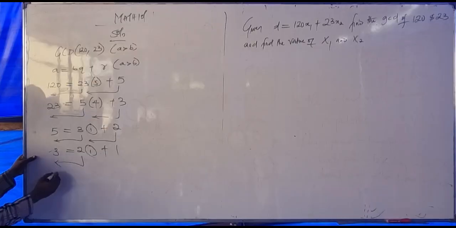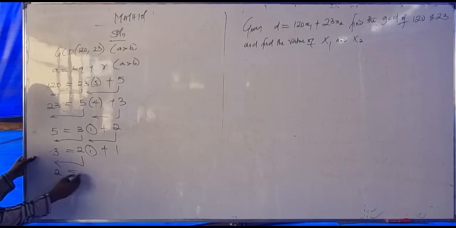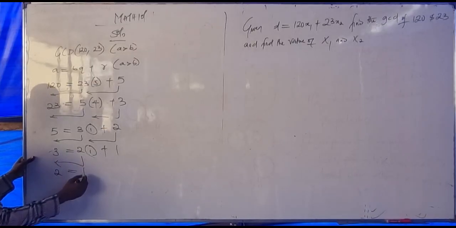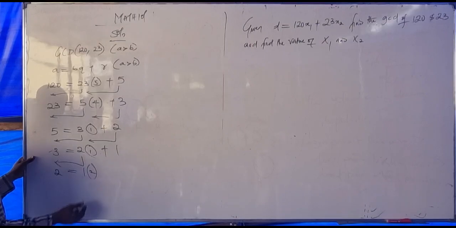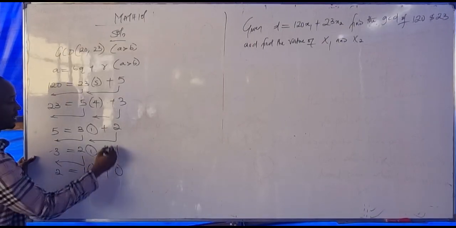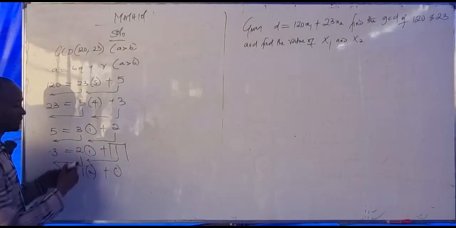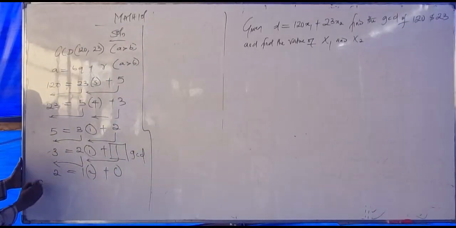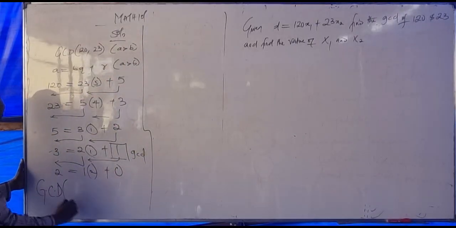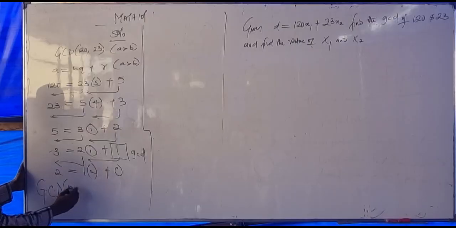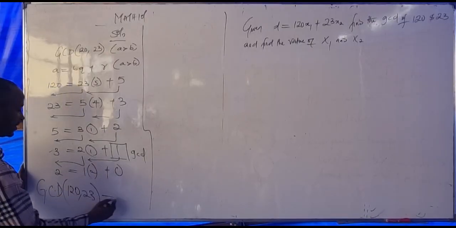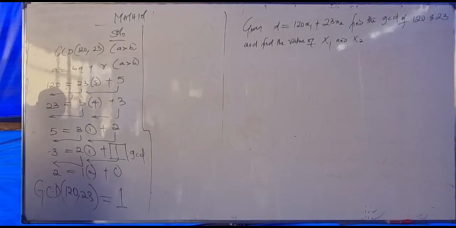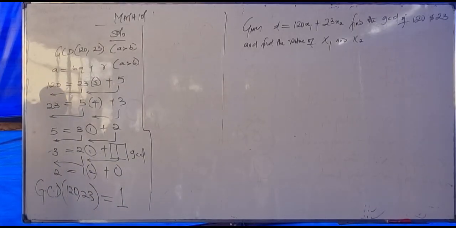What do you have? 2 equals 1 times 2, remainder 0. Are you sure? So the GCD now is 1. This is my GCD. So GCD of 120 and 23 is simply 1.